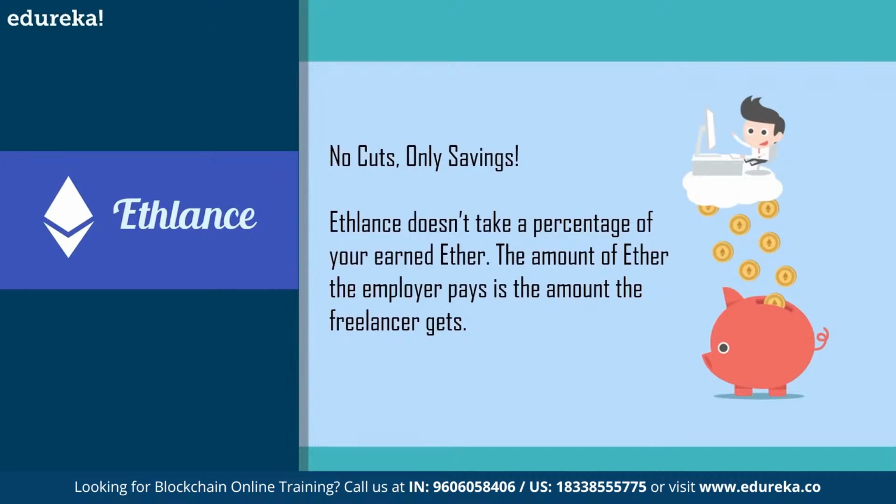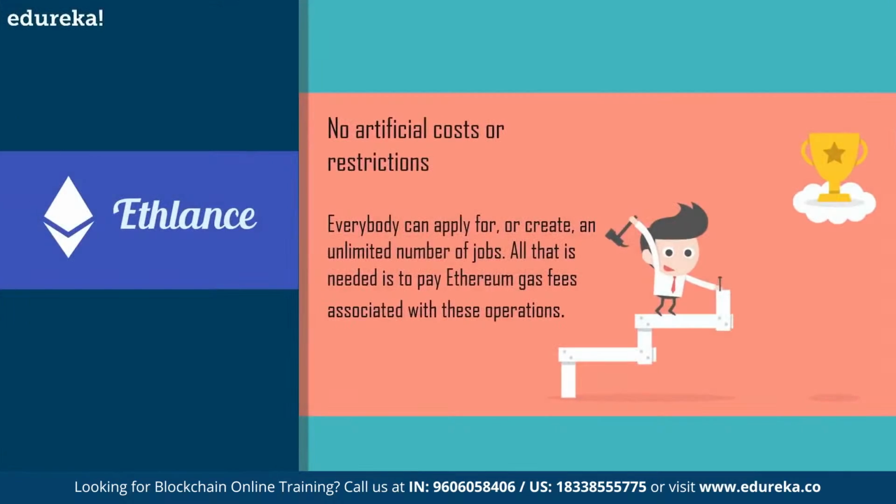So basically, there's no cuts and only savings. ELANCE doesn't take a percentage of what you earned from the connections that you made on ELANCE. And the amount of ether that the employer pays is the amount the freelancer gets. So that's a very, very big thing for freelancers. Next, there are no artificial costs or restrictions. For example, let me just quote Freshers World.